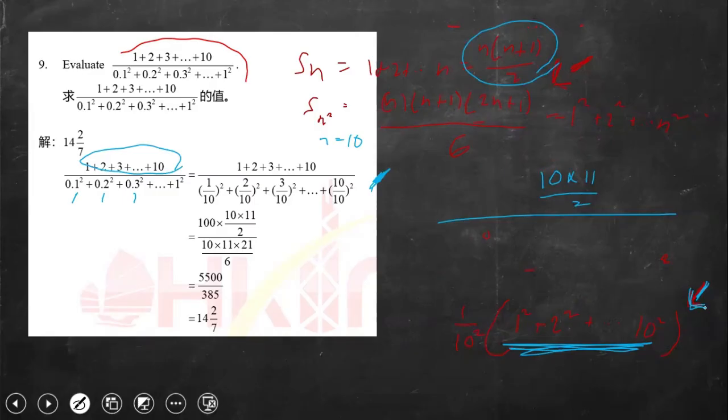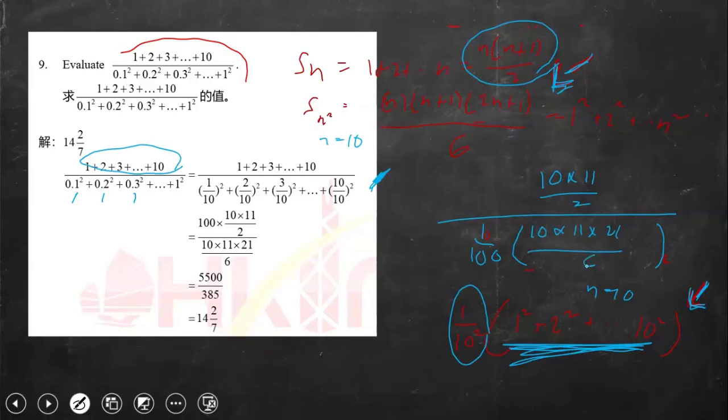So let's get the 1 over 10 squared, 1 over 100, okay? And then get the sum of the squares. Substituting n again, n is 10 still. In the formula here, we have 10 times 11 times 21 over 6. Now that we have everything we need, we can just solve.